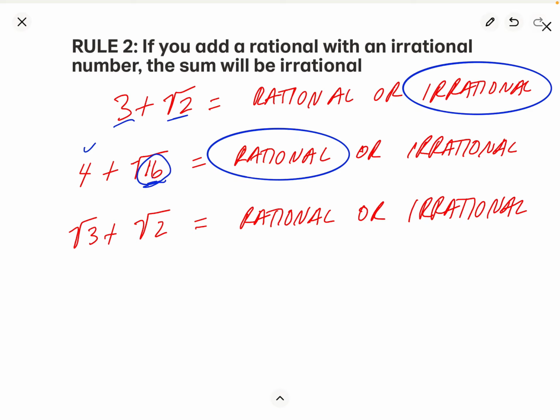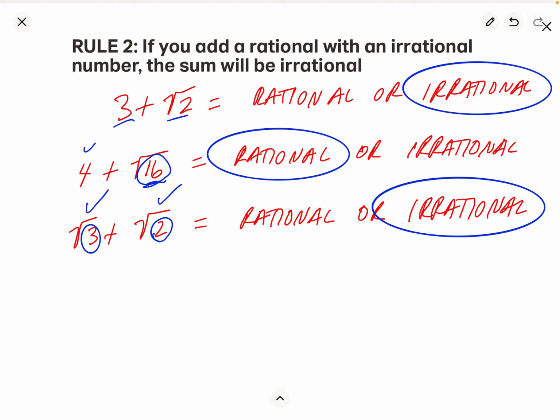Now, the last example is another kind of no-brainer. Whenever you add two irrationals, you're going to get another irrational. So this 3 is not a perfect square, so this is going to be irrational. 2 is not a perfect square, so that's going to be irrational. So when you add two irrational numbers, you can only get another irrational number, okay? You can't add two irrational numbers and then get rational.